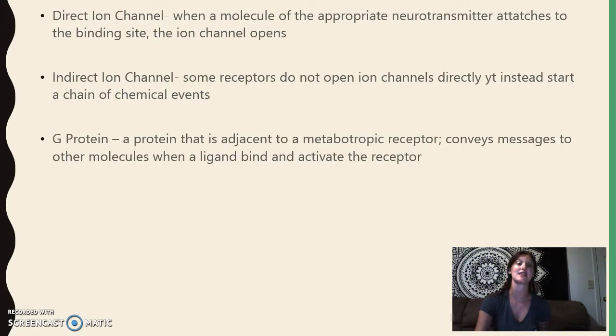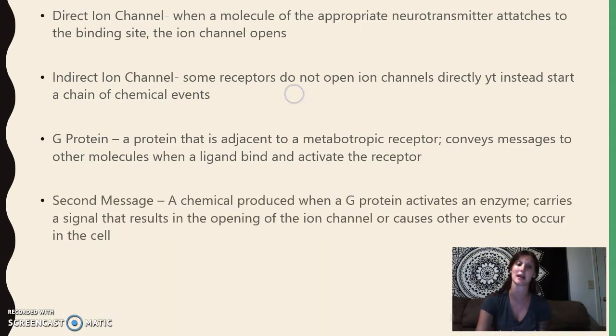And what that is, it has the G protein, a protein that is adjacent to a metabotropic receptor. It conveys messages to other molecules when a ligand binds and activates the receptor. A second messenger is a chemical produced when a G protein activates an enzyme, carrying a signal that results in opening of the ion channel or causes an event to occur in the cell. And that's the end of our presentation.